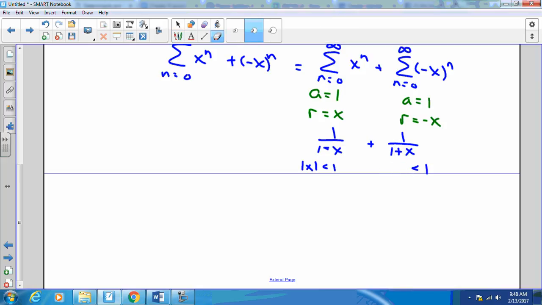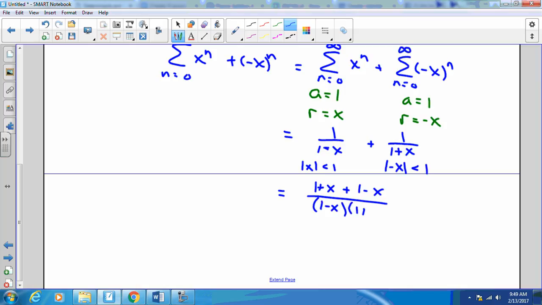Again, it's technically the absolute value of the opposite x. These have the same interval of convergence. If they did not have the same interval of convergence, we would have to take the intersection of those two intervals. These have the same interval of convergence, and therefore this whole thing collapses to this right here. That's a perfectly good fraction, but if I combine to get a single fraction, then what I get is 1 plus x plus 1 minus x over 1 minus x times 1 plus x, or in other words, 2 over 1 minus x squared.